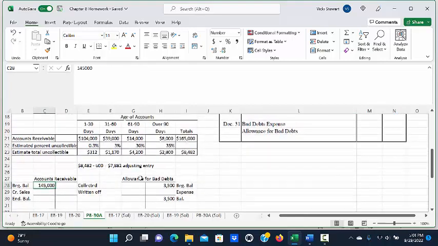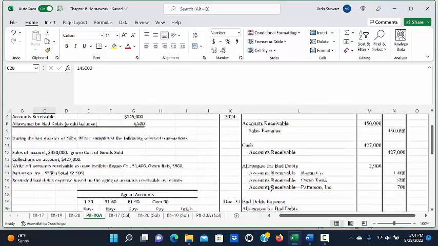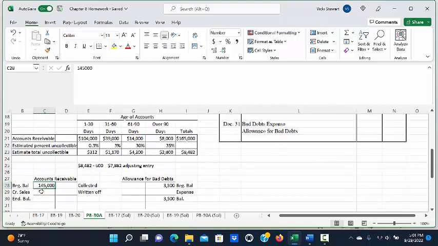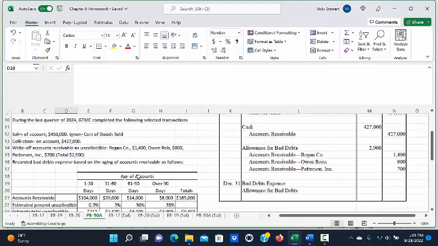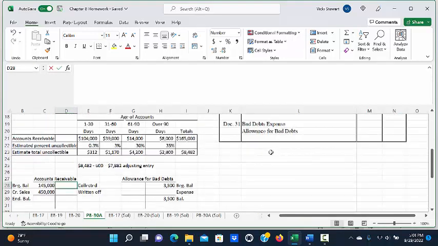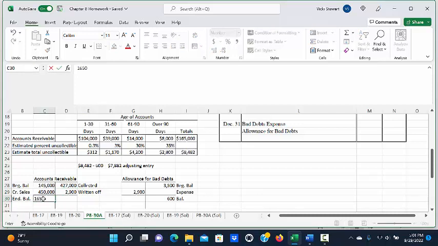Next, we're going to post these amounts to the T account. So our beginning balance in accounts receivable was $145,000. We would debit accounts receivable for $450,000 for the credit sales that were recorded, and we would credit the accounts receivables for $427,000 for the collections. Then we would debit the allowance account for the write-off of $2,900, and we would credit accounts receivables for the same amount. That gives us a balance in our accounts receivables of $165,000 and a credit balance in the allowance for bad debts of $600.